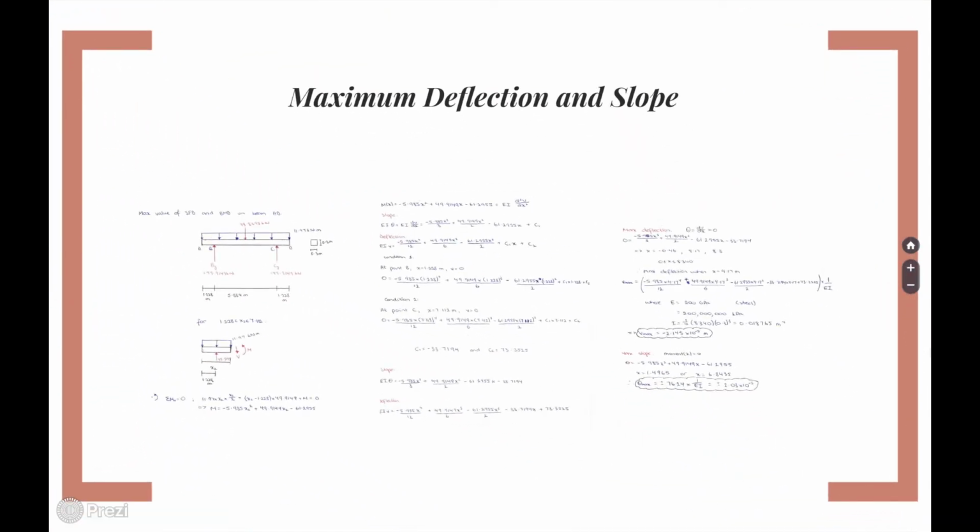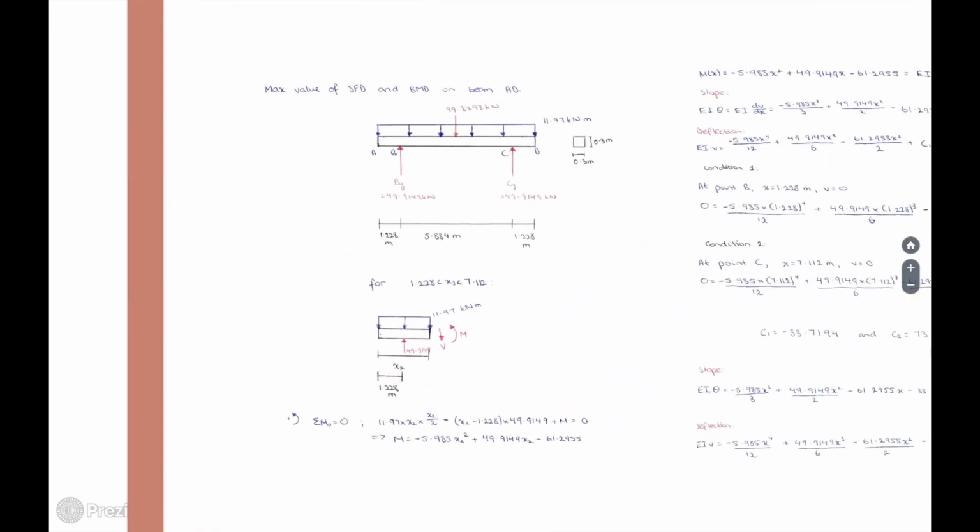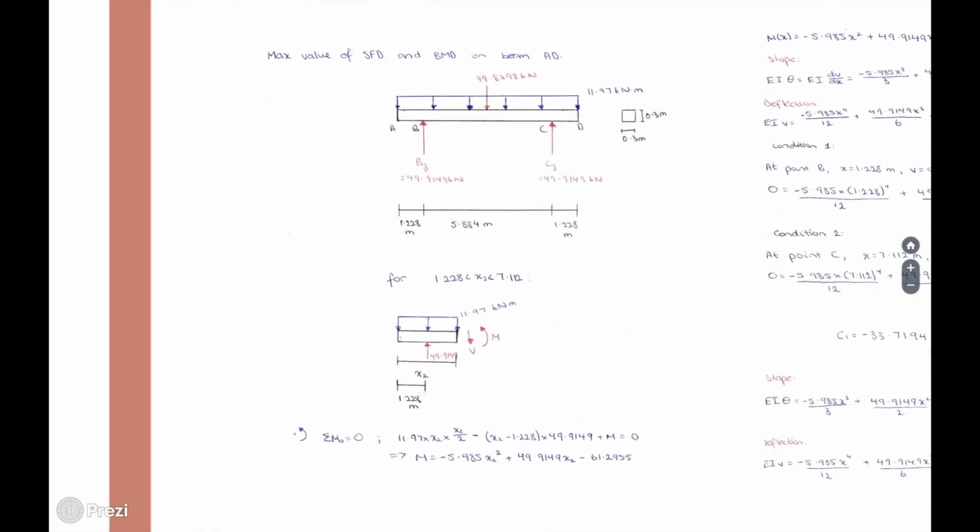It was on AD, so we use AD, but to do so I needed the moment equation, and this is how I calculated the moment equation. I had split the beam using x2. I calculated M at the very bottom for that section from B to C. And after I calculated M, I ended up with the equation.